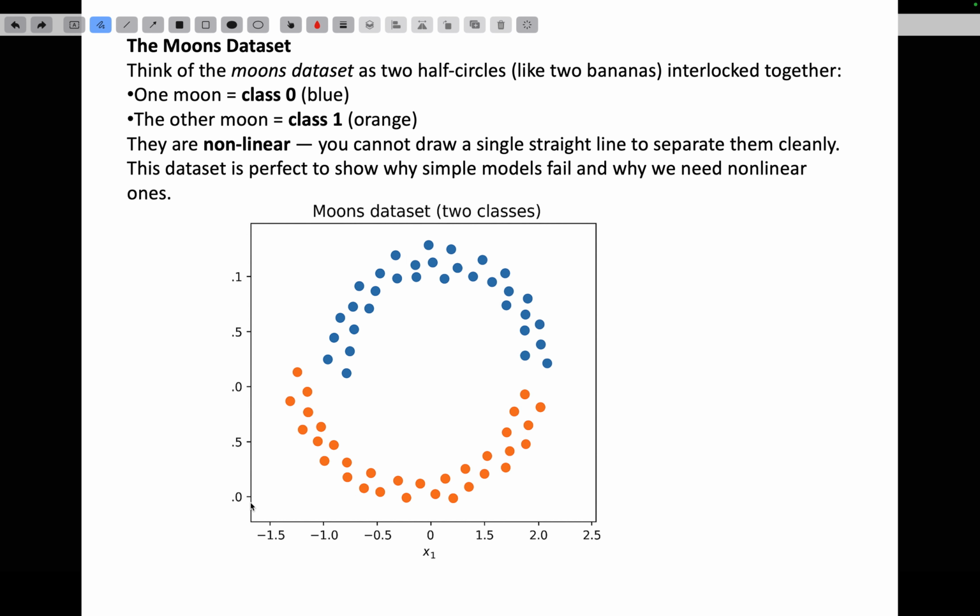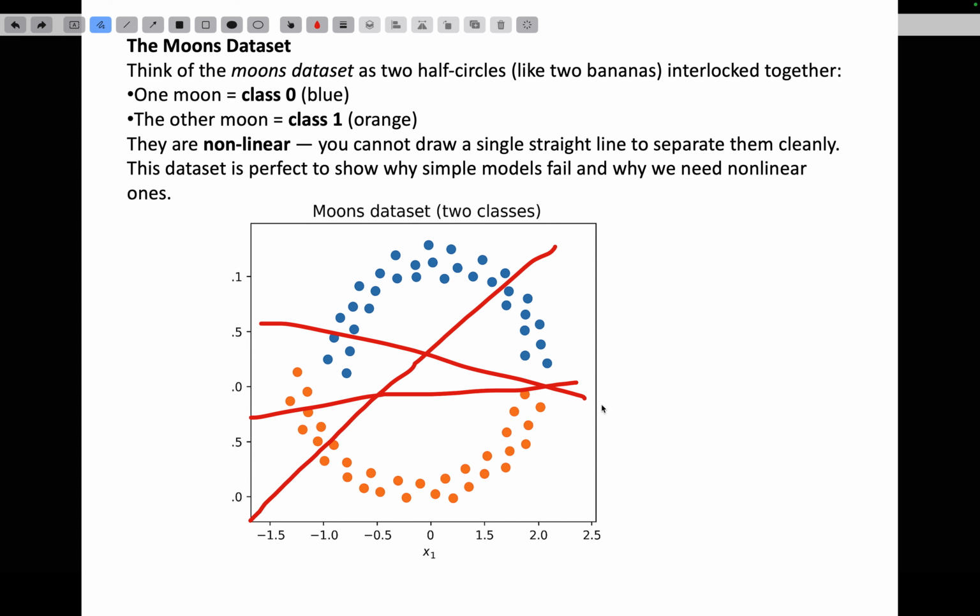So if I draw a line like this, do you think I can separate these classes? No, I can't. See, it doesn't matter how I draw the line, there's always going to be some problem, right? Because with this kind of data set, you can't draw a single straight line to separate them cleanly. So this data set is perfect to show why the simple model fails and why we need a non-linear one. You understand my point? Yes. We can't use a linear model because the data is not linear.